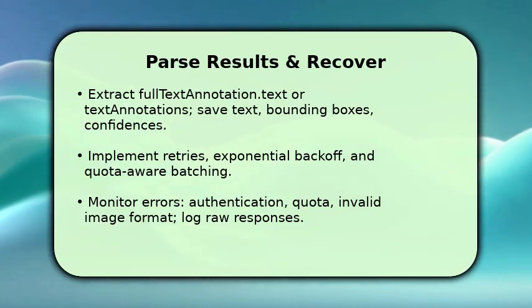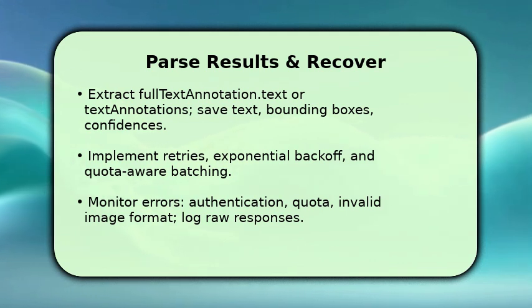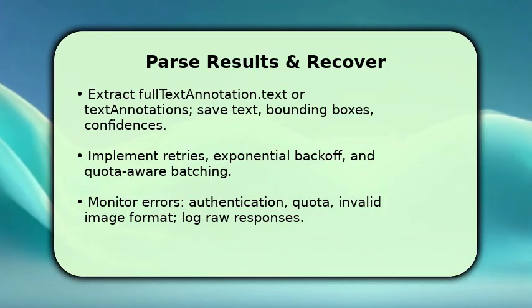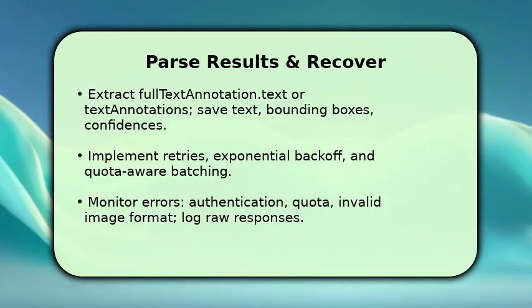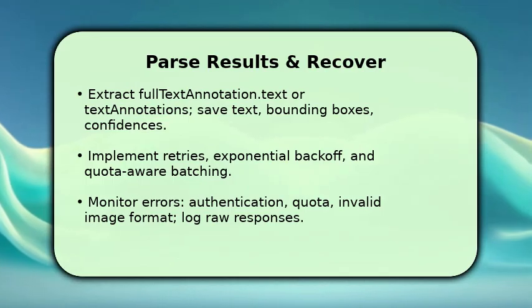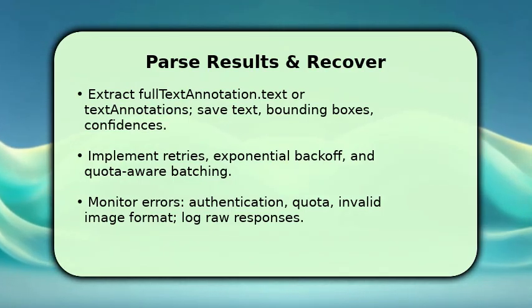If you hit issues, implement retries with exponential backoff, batch requests within quota, and switch to async for large jobs. Troubleshoot common errors by checking credentials, verifying MIME type and gs:// paths, and inspecting raw API error messages. One key tip: rotate keys and re-authenticate if you see frequent 400s.